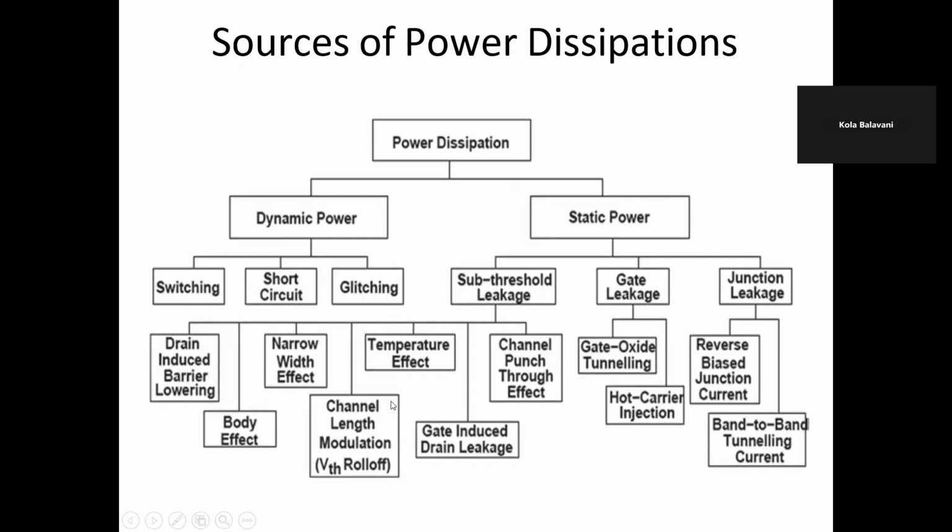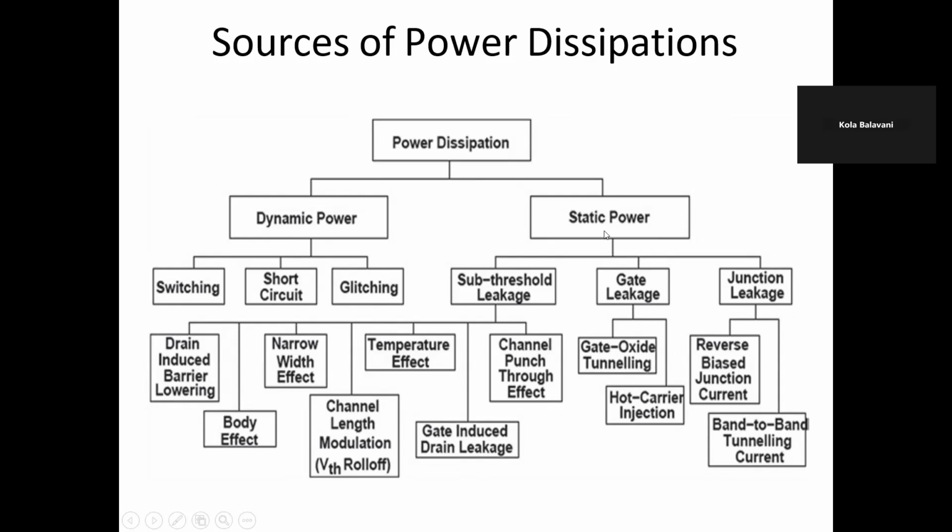If you observe this diagram, the power dissipation is majorly divided into two parts: dynamic power and static power. Dynamic power means the device is active and the signals are changing their values, that is, the device is in the operation state. The dynamic power is categorized into three types: switching power dissipation, short circuit power dissipation, and glitching power dissipation.